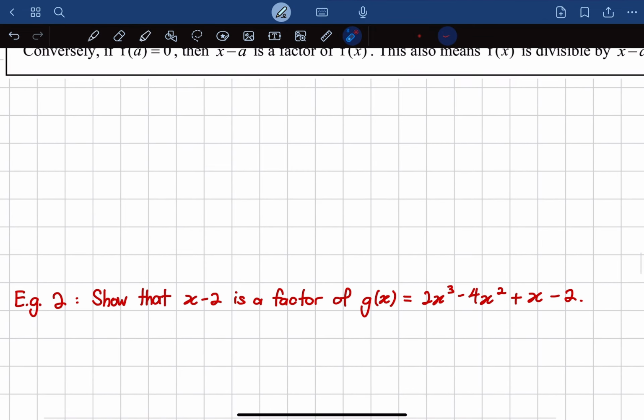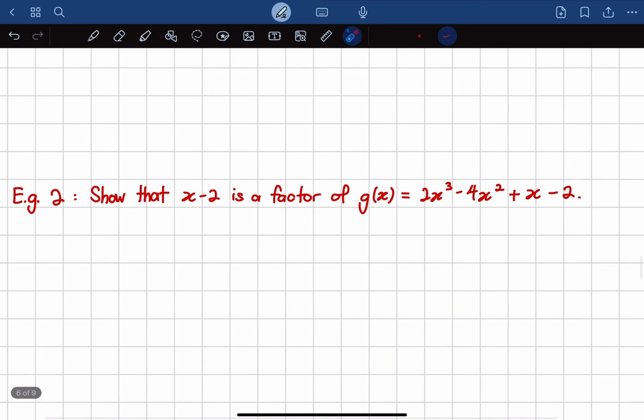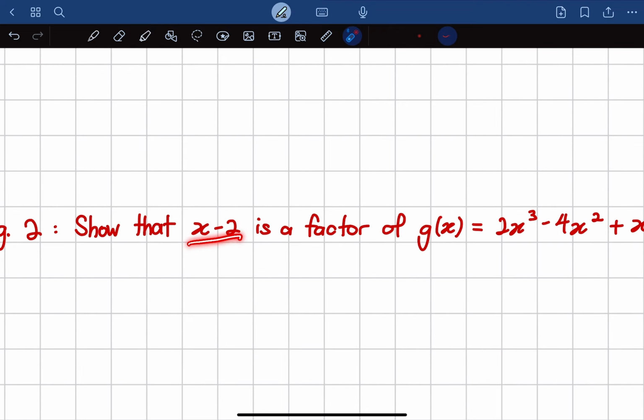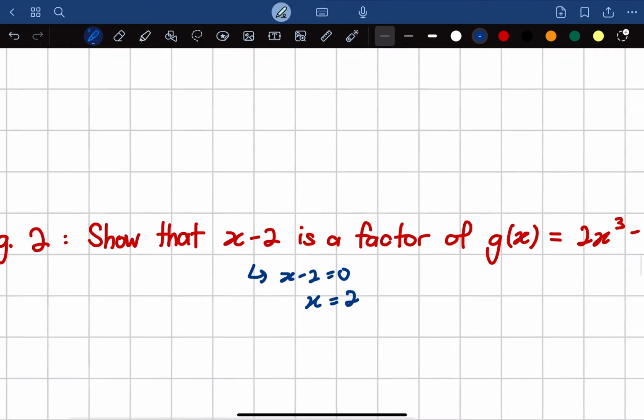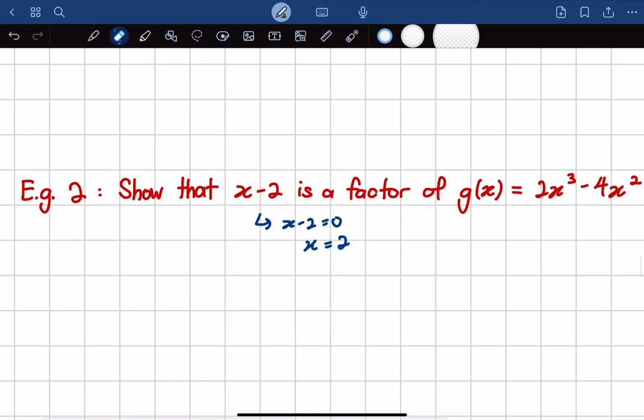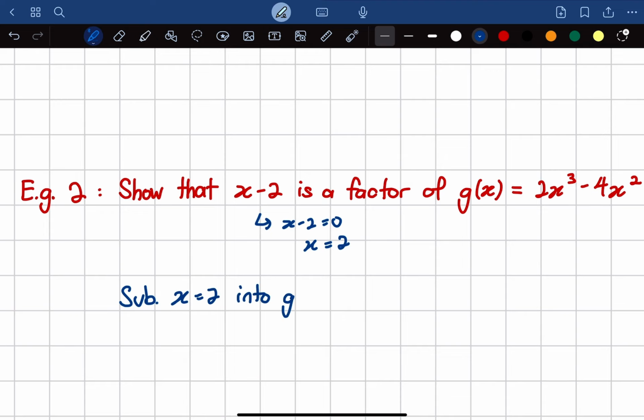Let's look at one very simple example, example 2. Show that x minus 2 is a factor of g(x), where g(x) is defined by this polynomial. If I want to show that x minus 2 is a factor, I do a very simple equation. I let x minus 2 equal 0, so I know that I need to use x equals 2. To show that x minus 2 is a factor, first I find the remainder. The remainder when I divide g(x) by x minus 2 is found by subbing x equals 2 into g(x).